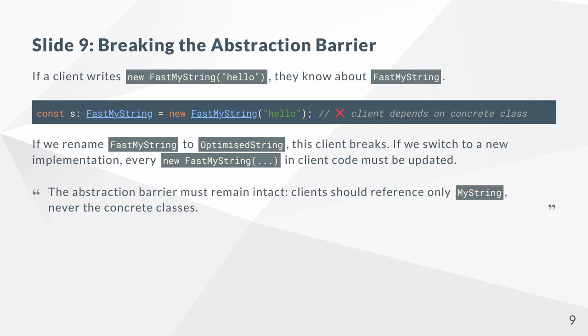If a client writes new FastMyString directly, they have broken the abstraction barrier. Their code now depends on the concrete class name. If we rename FastMyString to OptimizedString, their code breaks. If we switch to a new implementation entirely, every constructor call must be updated. Clients should reference only the MyString interface, never the concrete classes. But how do they create instances without knowing the class name? That is exactly what the factory function solves.